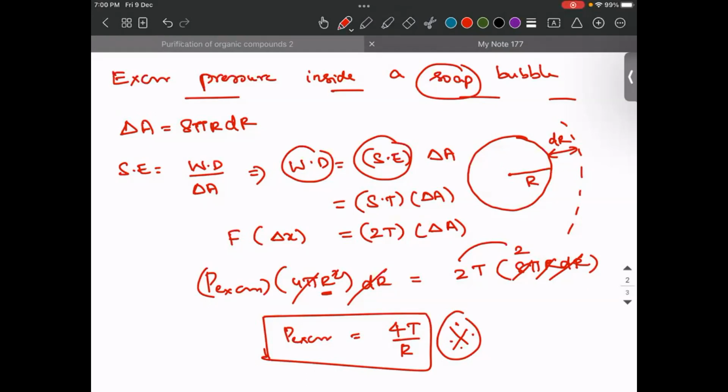Sir. Sir, can you once again explain why surface tension and surface energy are mathematically equal? Yeah.